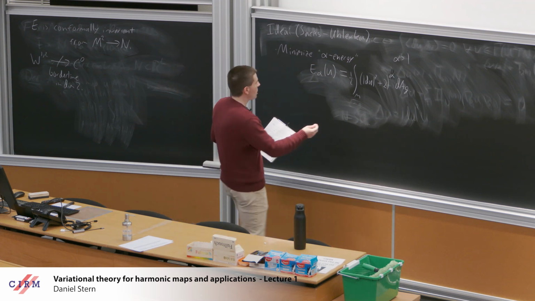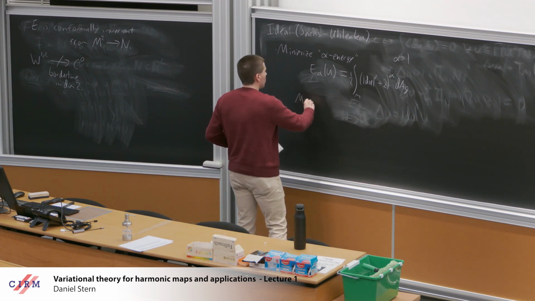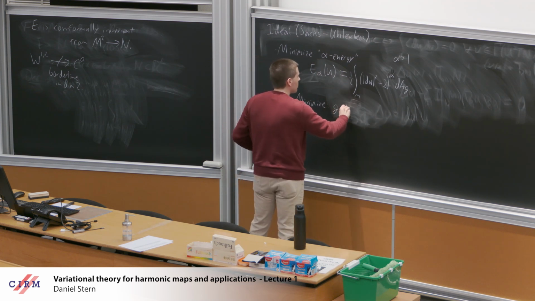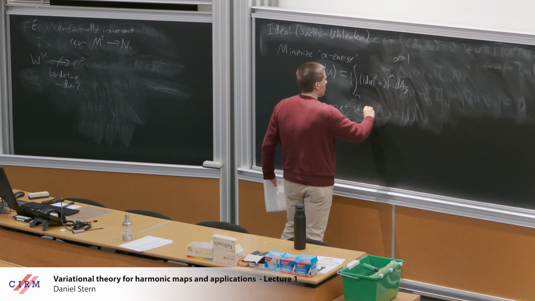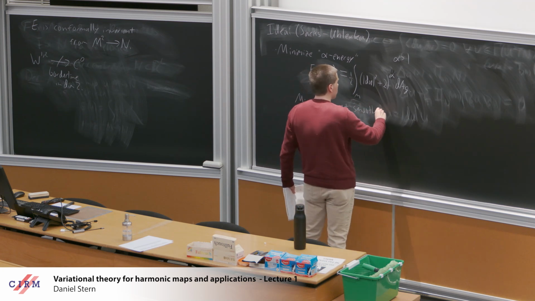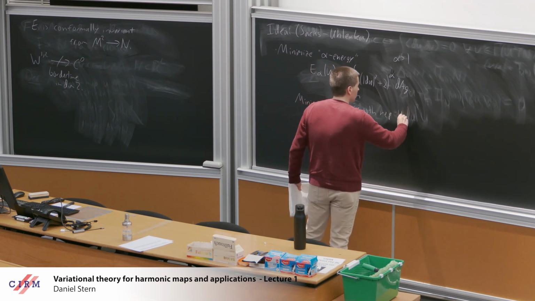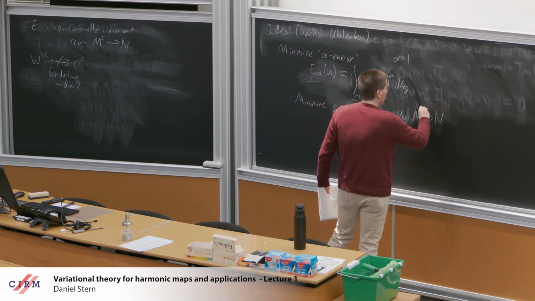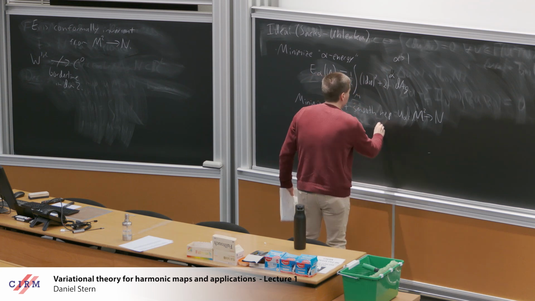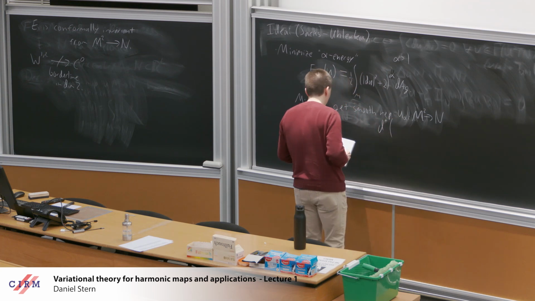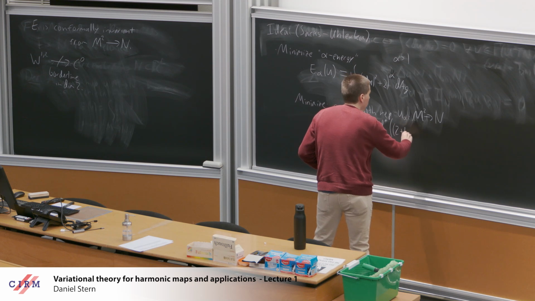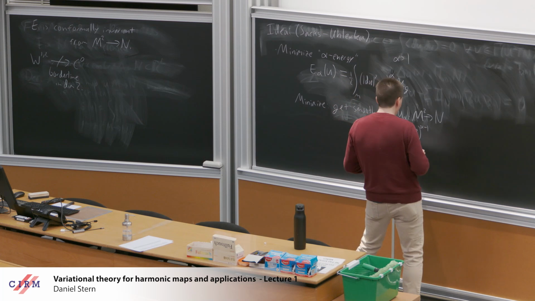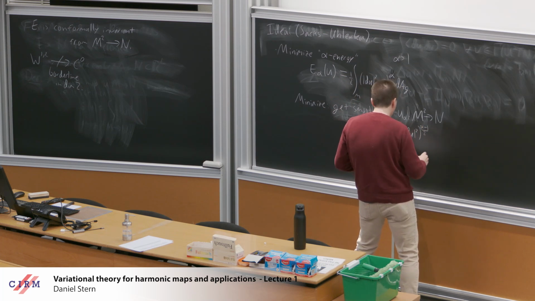But in general, we can minimize for fixed alpha, and we get a smooth map. It's going to be in the right homotopy class, and it's going to satisfy some nice perturbation of the harmonic map problem. Let's see, probably an alpha minus 1 over 2 there or something.